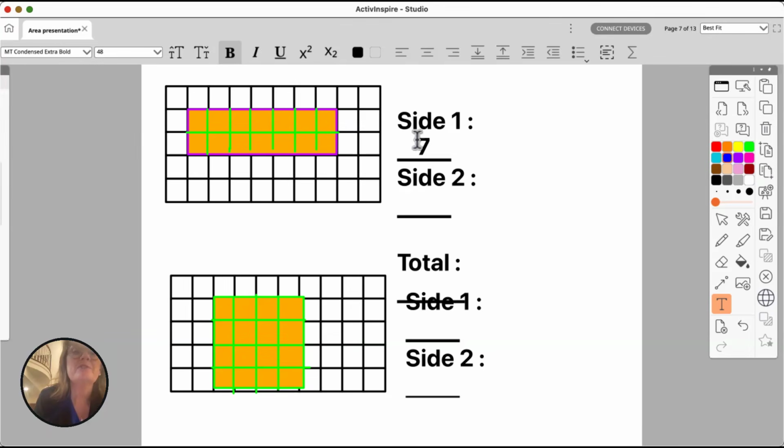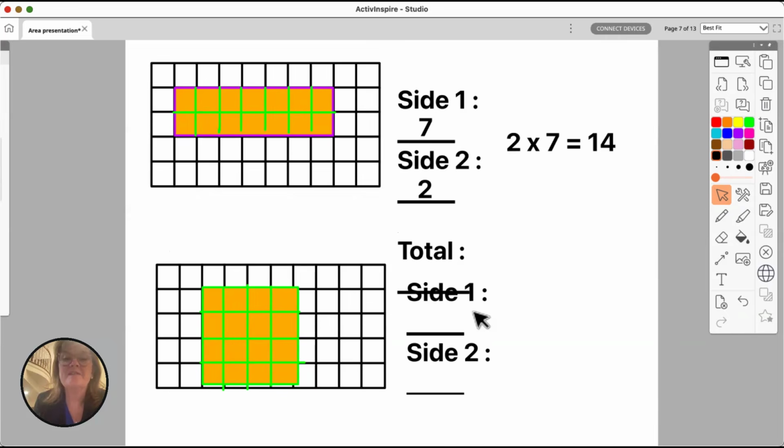What about side 2? 1, 2. Okay, so side 2 is 2. 7 times 2. What is 7 times 2, everybody? Let's write the equation. Or actually, this one is 2 rows of 7 equals 14. So we know that in multiplication, because of the commutative property, we can switch the factors and get the same answer, right? We know that 2 times 7 or 7 times 2 equals 14. But this picture is of 2 times 7 because we have 2 rows of 7. So it's a picture of 2 times 7.